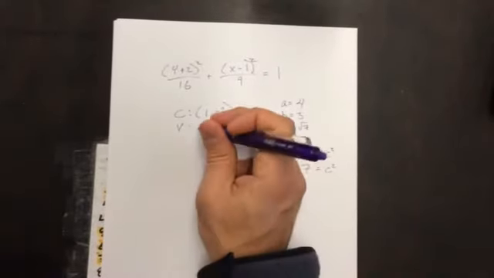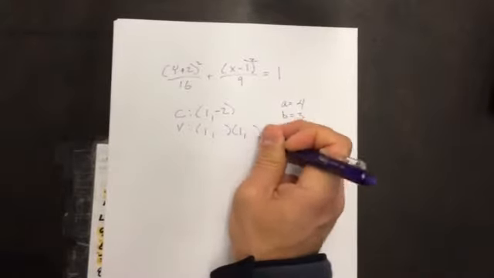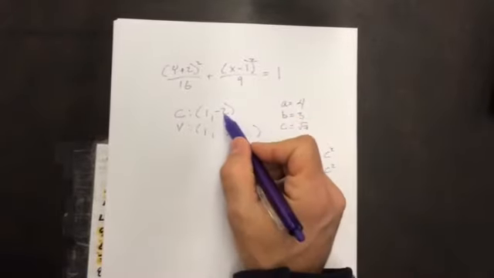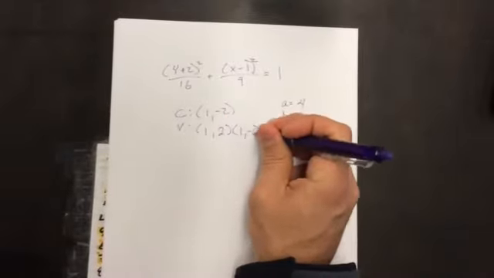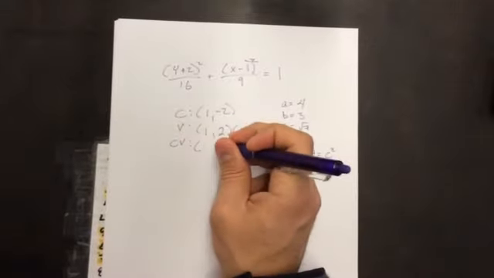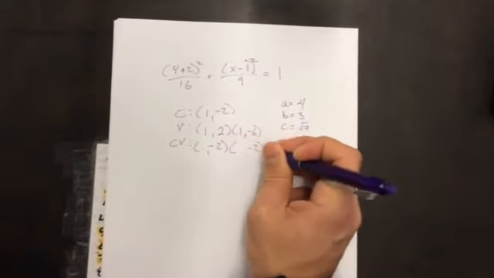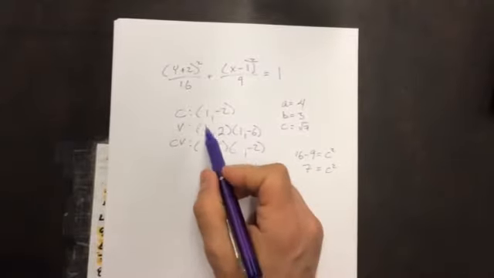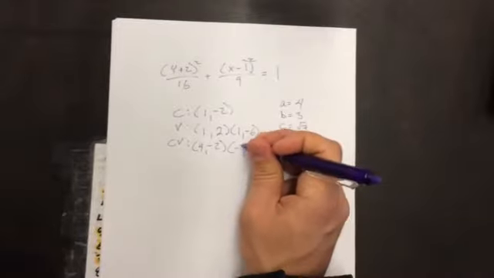So my vertices, the x is not going to change on the vertices. The y is. So I'm going to do negative 2 plus 4, which is 2, and negative 2 minus 4, which is negative 6. Co-vertices, the y is going to be the same on the co-vertices. So I'm going to do 1 plus 3 is 4, and 1 minus 3 is negative 2.